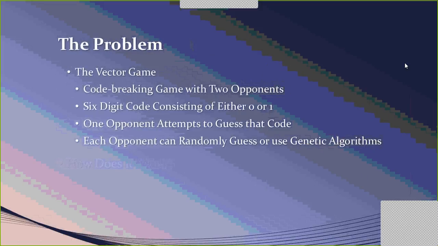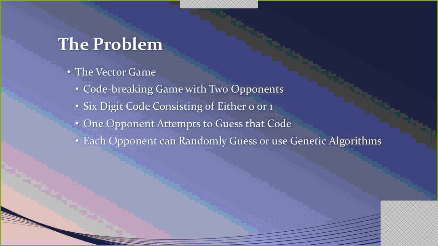So next we're going to talk about the problem. Chapter 10 actually outlines a game, which is the vector game. It's a game very similar to Mastermind, which is a code-breaking game for two players. It's where one opponent gives clues to the other regarding how good their guess is, then using that knowledge from previous guesses to propose new solutions or guesses.